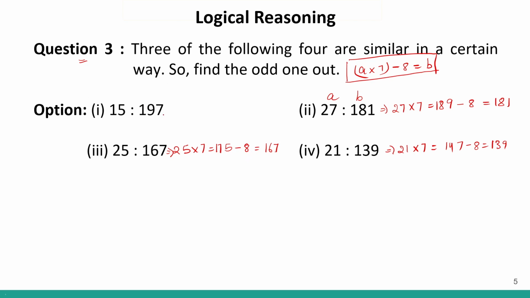Right? Now let us check for option number 1. For option number 1, if I do 15 into 7, this will be how much? 15 into 7 is 105. Correct? Now, if I subtract 8 from it, I'll get how much? I'll get 97. But here we have 197 and here we have 97. So option number 1 is the option which does not follow the same logic. Hence, our answer will be option number 1. Clear?